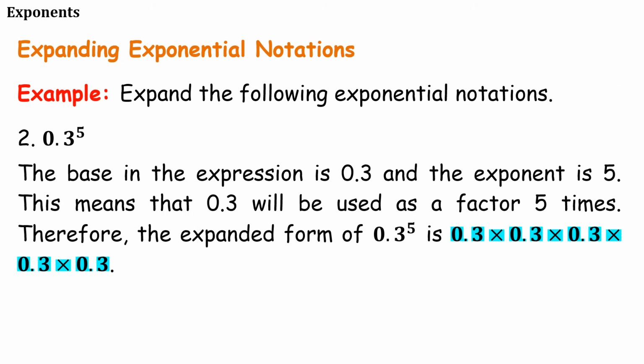Here we have another example, this time using decimals. All it says here is that we have 0.3, sorry, to the 5th power, making our 0.3 our base and our 5 our exponent. And the way that we would write it in expanded form will be like this.